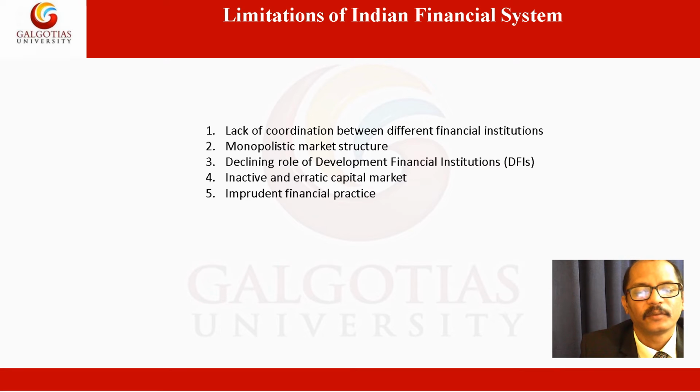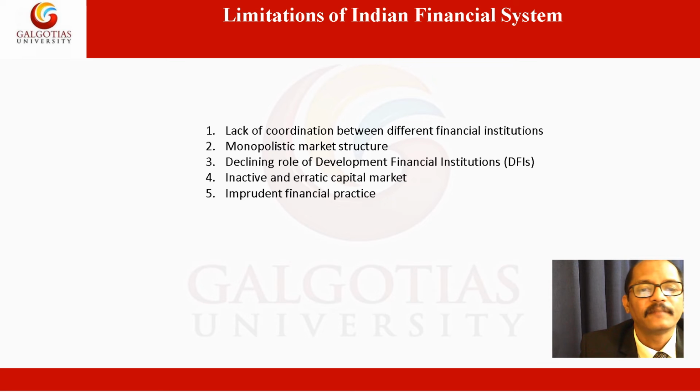Yet, it suffers from a number of weaknesses. The first one among them is the lack of coordination between different financial institutions. There are a large number of financial intermediaries. Most of the vital financial institutions are owned by government. At the same time, the government also has the controlling authority of these institutions. In these circumstances, the problem of coordination arises. As there is multiplicity of institutions in the Indian financial system, there is a lack of coordination in the working of these institutions.